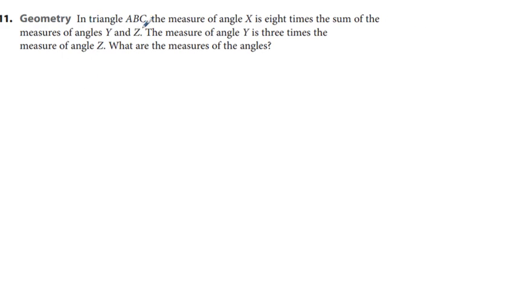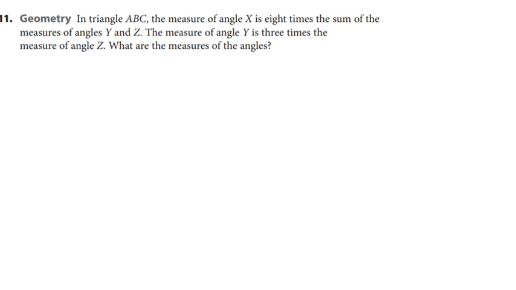Geometry. In triangle ABC, the measure of angle x is 8 times the sum of the measures of angles y and z. And then we have the measure of angle y is 3 times the measure of angle z. What are the measures of the angles? So basically what we need to do here is translate this English into algebra.